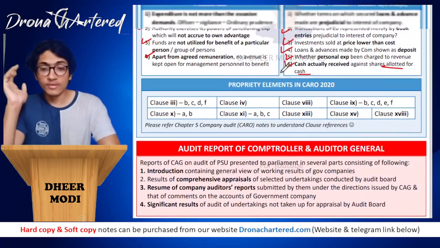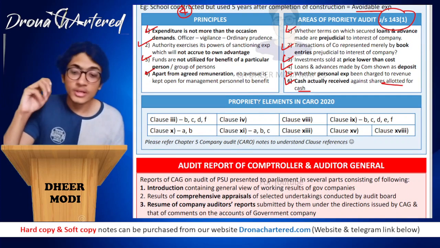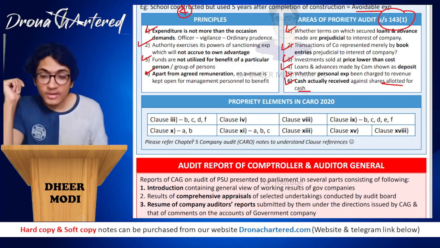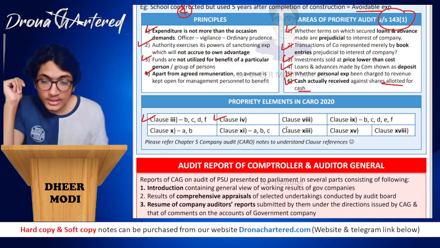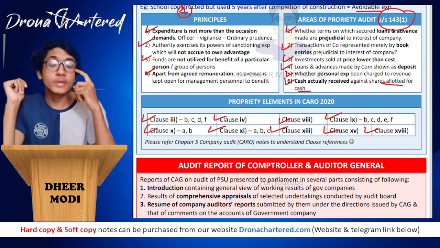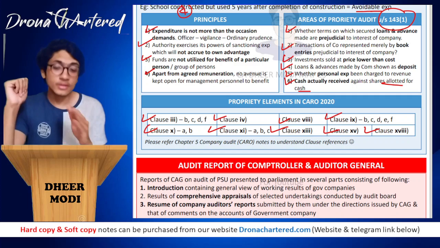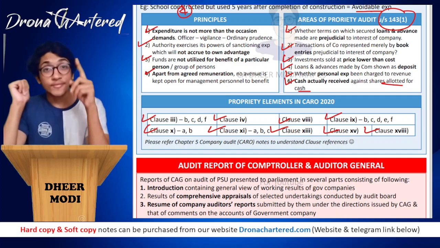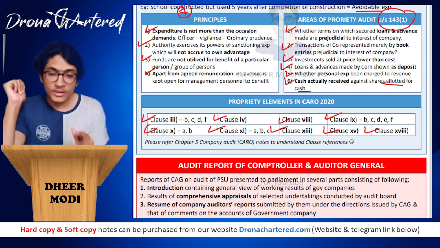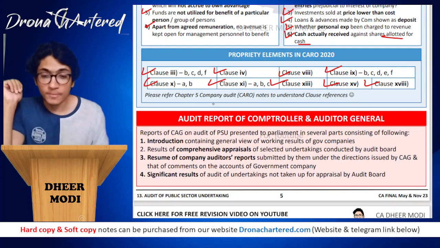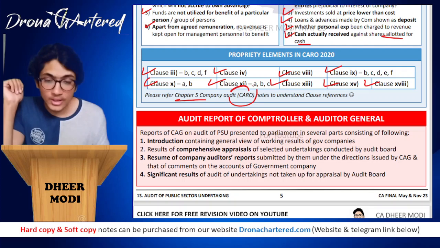Okay, so now we already did this. Now there are certain propriety elements in your CARO 2020. So I have given the clauses reference. This is clause 3, clause 4, clause 8, clause 9, clause 10, clause 11, clause 13, clause 15, and clause 18. All of these clauses have something related to propriety elements. I have written the clause and the alphabets also. If you want, you can check out the CARO video after you are done with this video. This is where the video ends, at this red part. Therefore I have also put a reference for CARO notes.